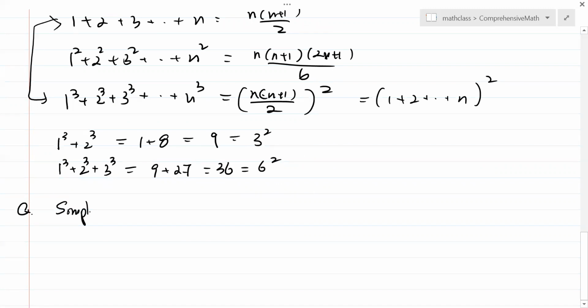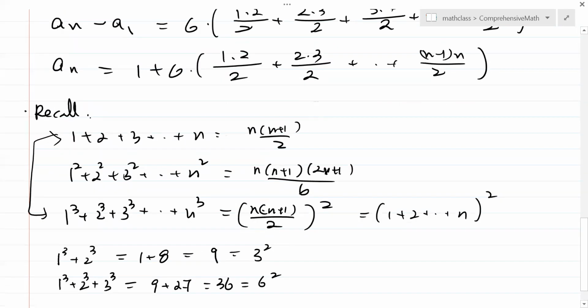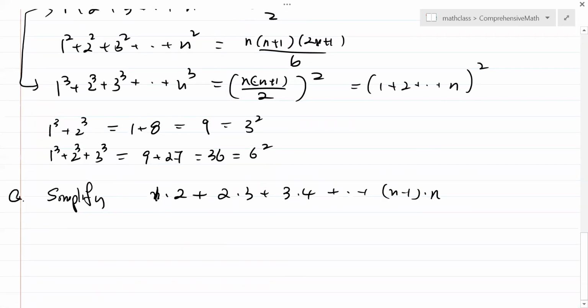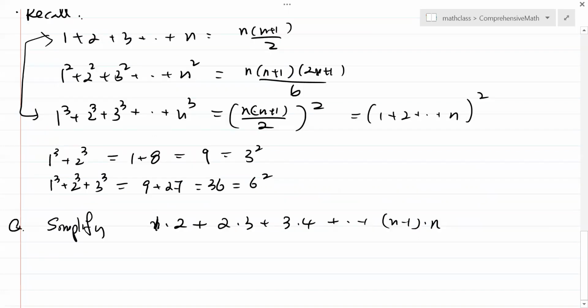Simplify the expression 1 times 2 plus 2 times 3 plus 3 times 4 all the way to n minus 1 times n. Okay, if you're able to do that, you can go back to this. Remember, right? So one by one, they're all connected. Okay, look at this problem. Okay, express as one simple expression.